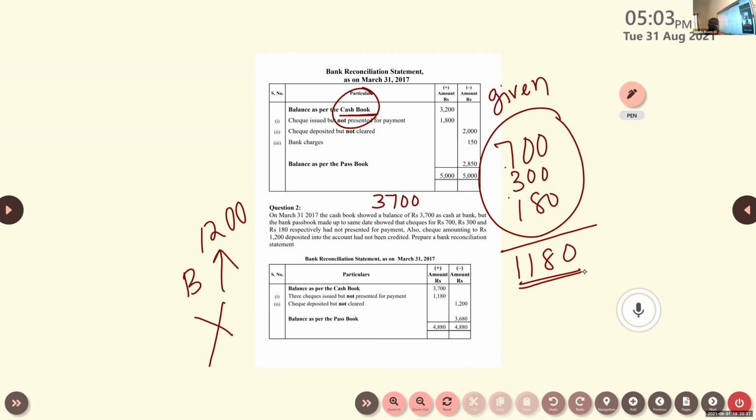Come to the second one. Check amounting to rupees 1,200 deposited. Again, taking the 2 hands, passbook and cash book. 1,200 deposited. I mean, like it is received. Check is received. So immediately the business will record that I got the money, cash book increased, but passbook is there itself. So bring it down, bring your hand down. We need to make it equal.